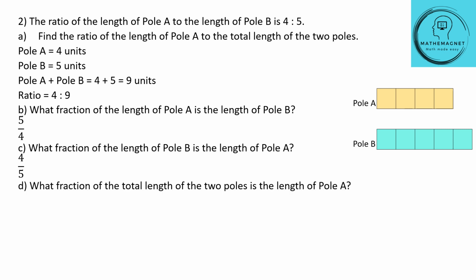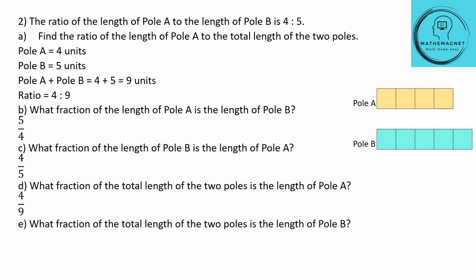Question D, what fraction of the total length of the two poles is the length of pole A? Now length of pole A is 4 units, total length is 9 units, so it will be 4/9. Question E, what fraction of the total length of the two poles is the length of pole B? Now pole B is 5 units, total length is 9 units, so it is 5/9.